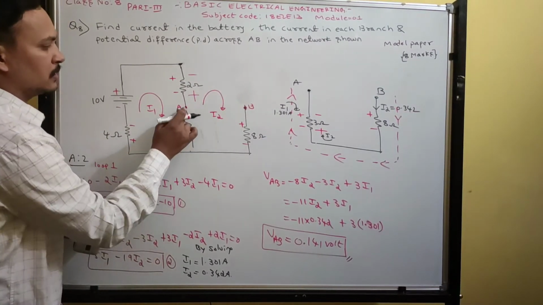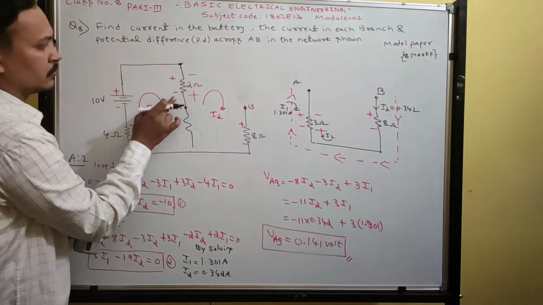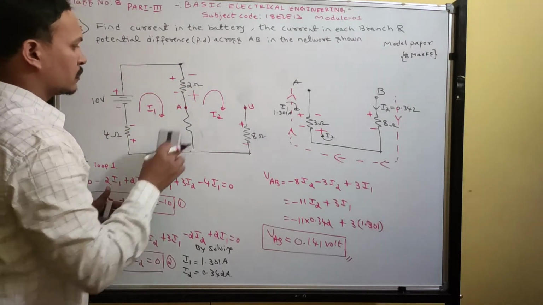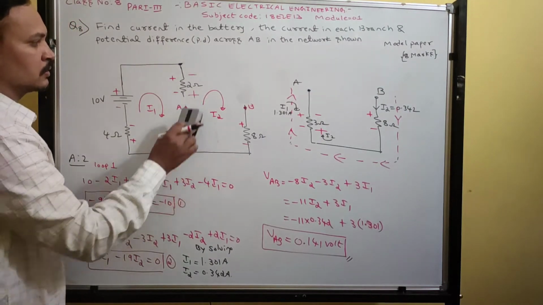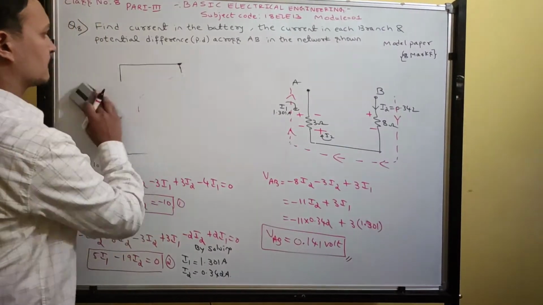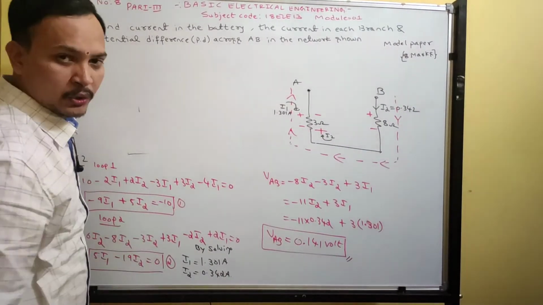So between A and B, this cannot be your circuit because one more resistor is here. Okay, got it? So therefore, you should make it like this. This is one correct circuit, the upper part. Understood? So we can go to the next problem.